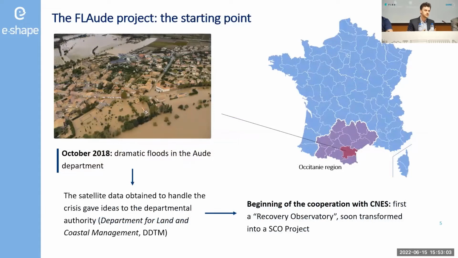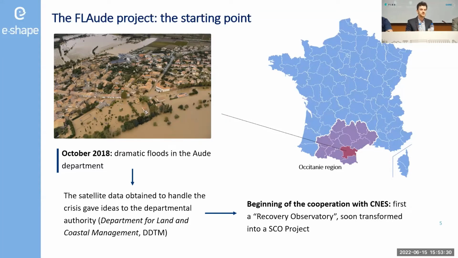The starting point of the Flood project was October 2018. So we go back a few years, and in October 2018, there were dramatic floods in the Aude department. France is divided into regions. Occitanie is one of them, and those regions are divided into departments, and the department of Aude was dramatically affected by those floods.